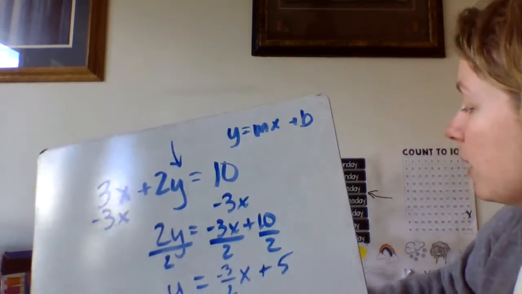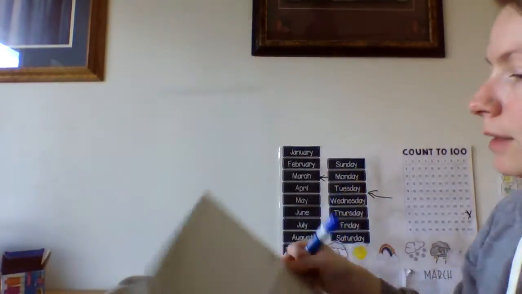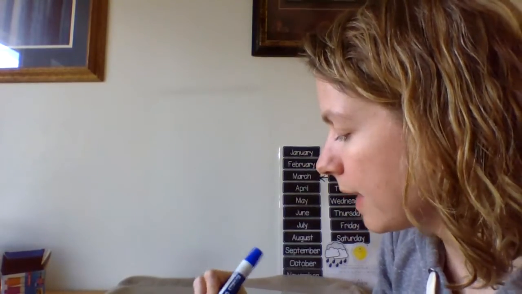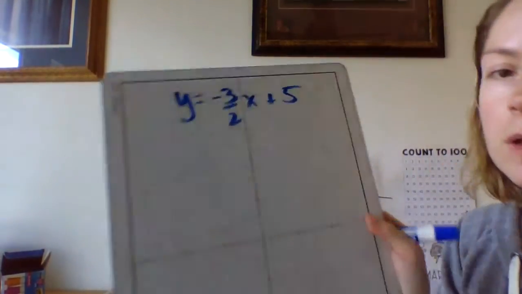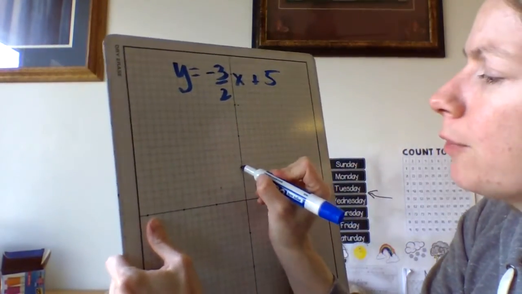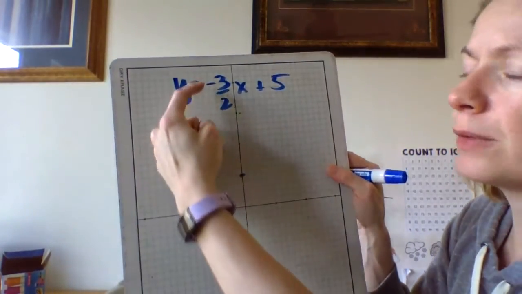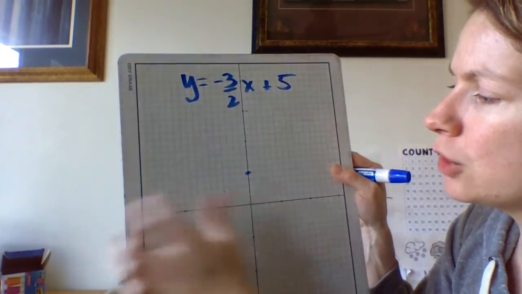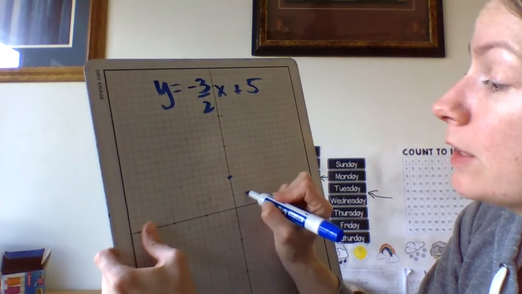So let me go to a graph. I'll write it up here again. Negative 3/2 x plus 5. I'm going to start off by counting up 5. And then remember, these are my directions. This is going to make me go down 3 and then back 2. Or sorry, no, down 3 and then this way 2.